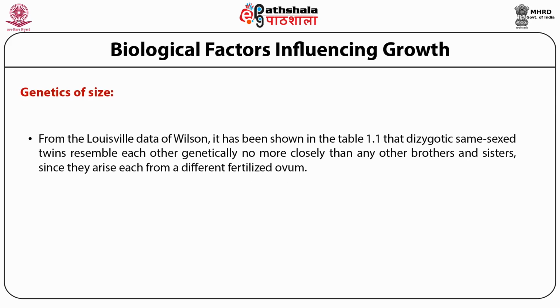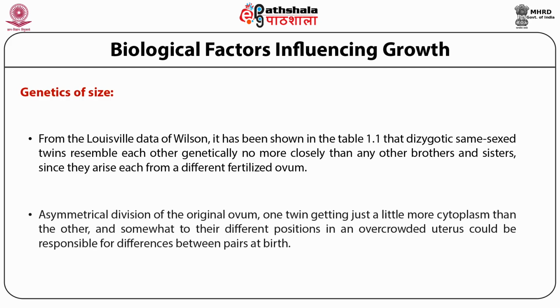Genetics of size. From the Louisville data of Wilson, which we can see in the table, it shows that dizygotic same-sex twins resemble each other genetically no more closely than any other brother and sister since they arise from different fertilized ovum. The monozygotic pairs were in fact less similar than dizygotic at birth, but then this state quickly changed. Asymmetrical division of the original ovum, one twin getting just a little more cytoplasm than the other, and somewhat their different positions in the overcrowded uterus could be responsible for differences between pairs at birth.